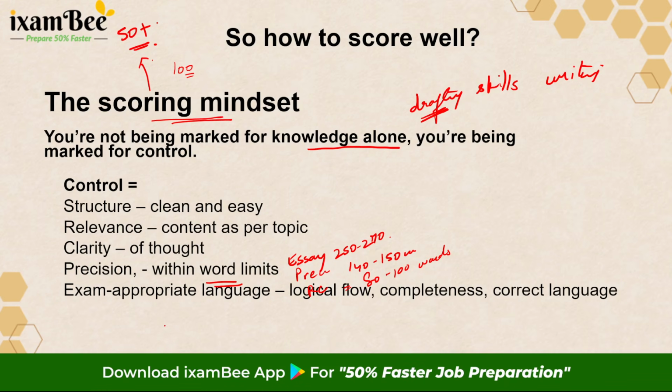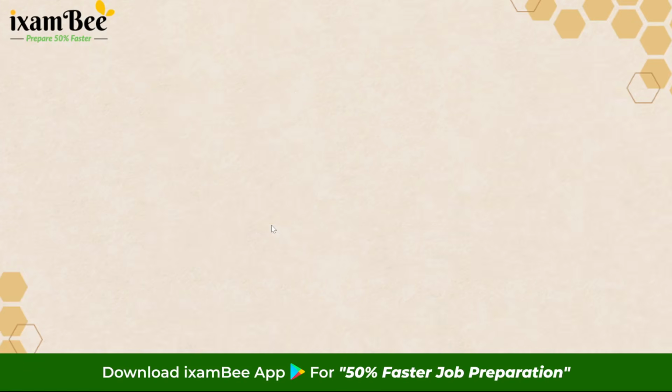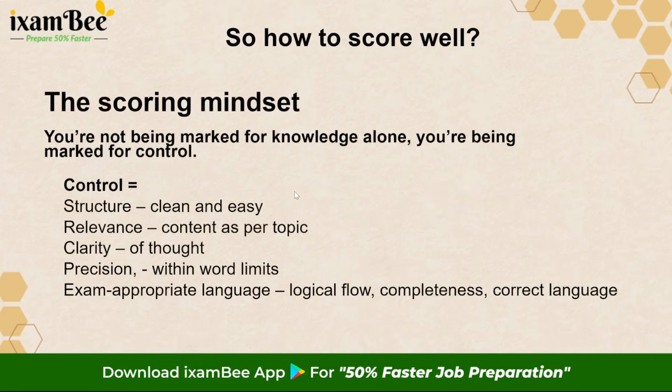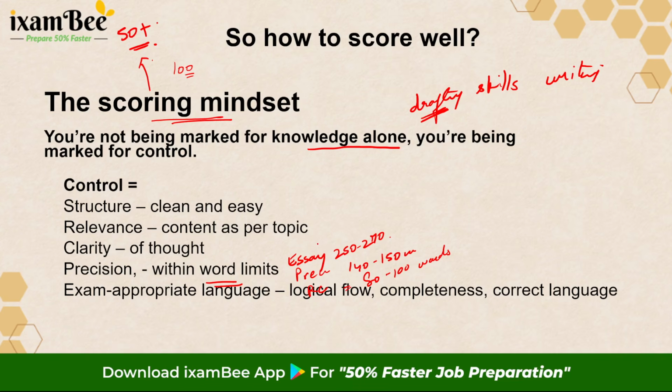And the last point is exam appropriate language. You will be surprised how much students lose on grammatical errors as compared to the knowledge or the content aspect. And therefore, it's important that you practice. So having understood the scoring mindset, let's move on to understand how you can approach each of these topics, essay, Precis and RC.